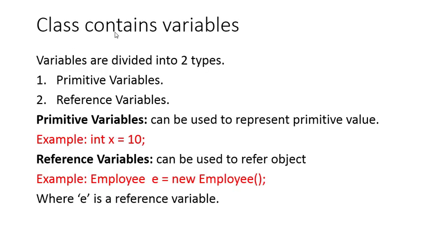Now, class contains variables. Variables basically are divided into two types. First one is primitive variable and the second one is reference variable. Primitive variables can be used to represent primitive values. For example, integer x equals 10. This is a primitive variable. You have to declare the x. Next one is reference variable, which can be used to refer to objects. For example, here you write Employee class, e is the object that is treated as a reference variable, new Employee.